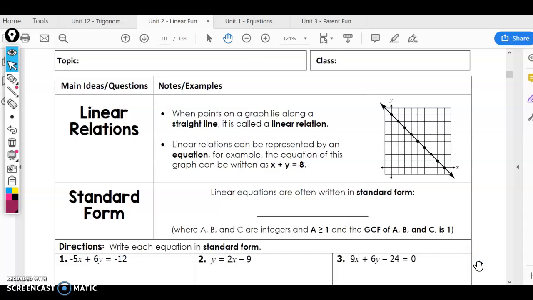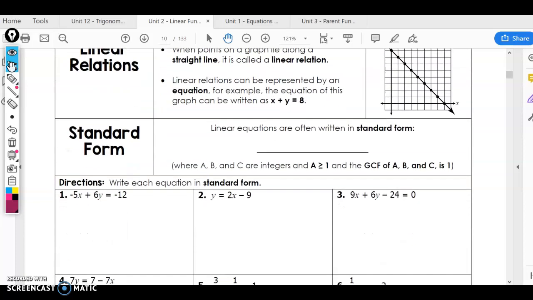Hey guys, today's video is on linear relations part 1. Like I said before in another video, relations are basically equations, graphs, mappings, or tables. We're going to talk about equations today in particular. The first type of equation you can put a relation or function in is called standard form. You remember this from Algebra 1.